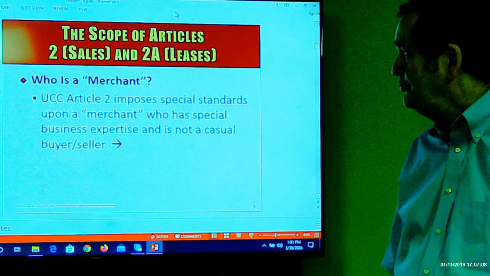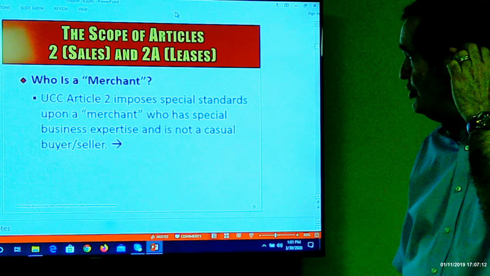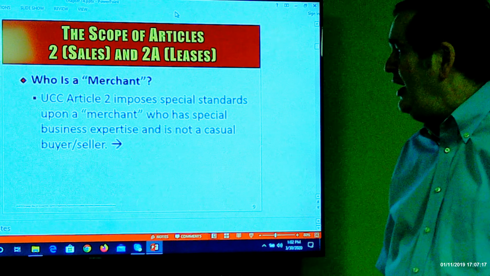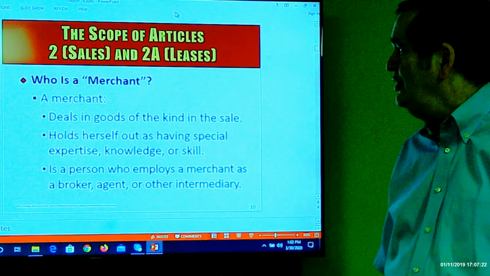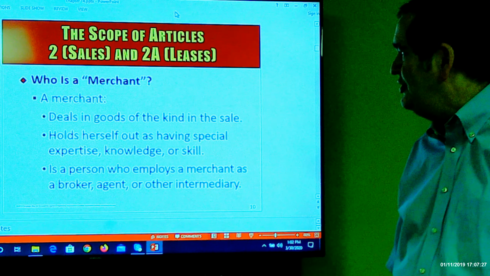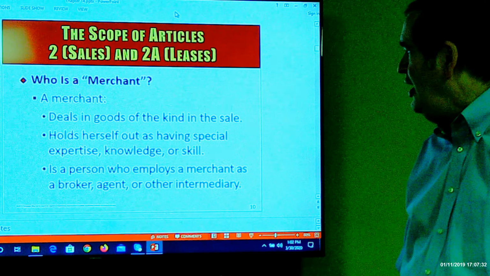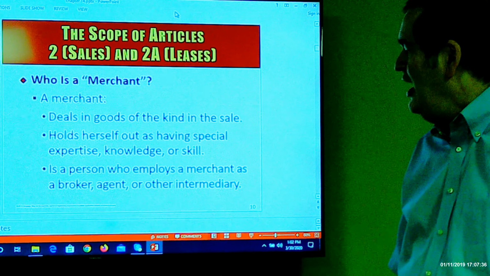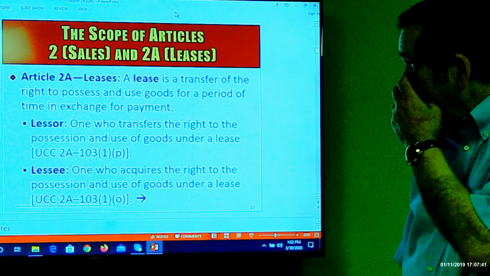Who's a merchant? Article 2 imposes special standards on a merchant who has special business expertise and is not a casual buyer or seller. So a merchant is a person who deals in goods of the kind in the sale, holds himself or herself out as having special expertise, knowledge, or skill, and employs a merchant as a broker, agent, or other intermediary is also a merchant.